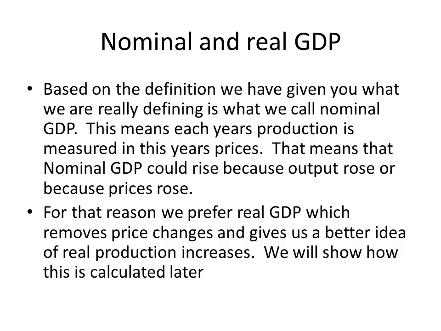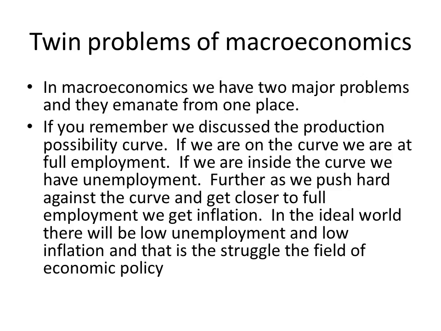That means each year's production is measured in this year's prices, and that means that nominal GDP could rise because output rose or because prices rose. For that reason, we prefer real GDP, which removes price changes and gives us a better idea of real production increases. We'll show how this is calculated later. But in general, what it simply says is we assume that prices do not change over the years that we're measuring, and that way we get a better measure of the output level.